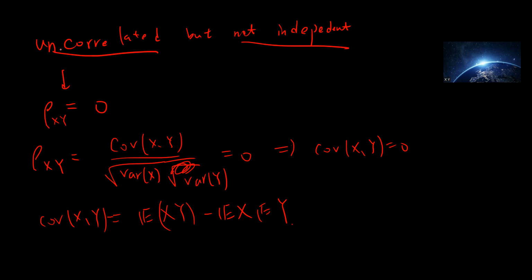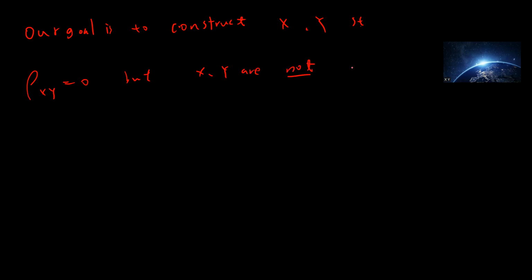But for this video, I just want to give you some very simple examples of uncorrelated but not independent. Our goal is to construct X and Y such that the correlation of X and Y is zero, but X and Y are not independent. I will give you some examples, and we will see that maybe there's a general construction of lots of such examples.